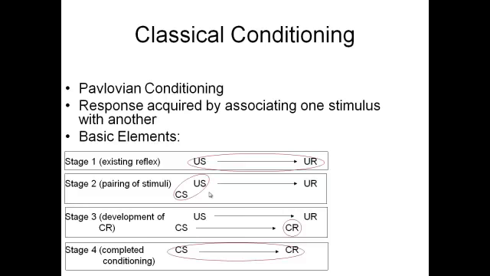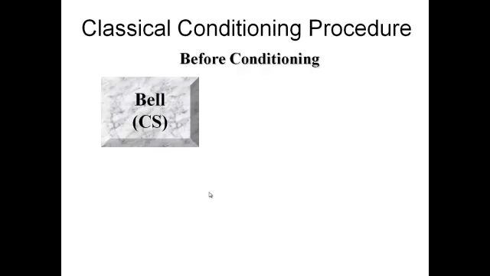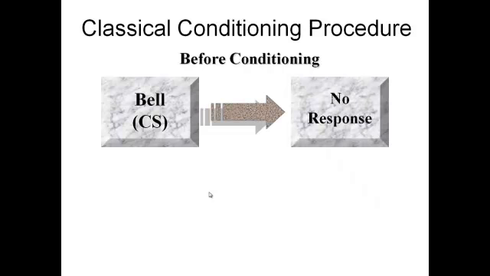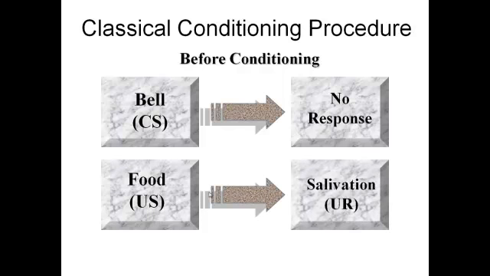So here's how it would come out procedure-wise. Before conditioning, the bell leads to no response in the dog. Food, however, would naturally lead to a response. So the food is the unconditioned stimulus, and the salivation in response to the food is the unconditioned response.